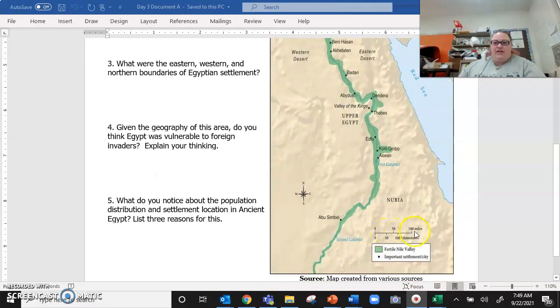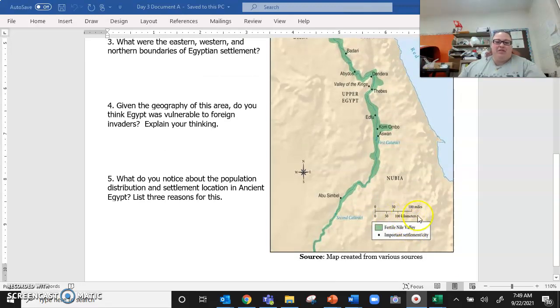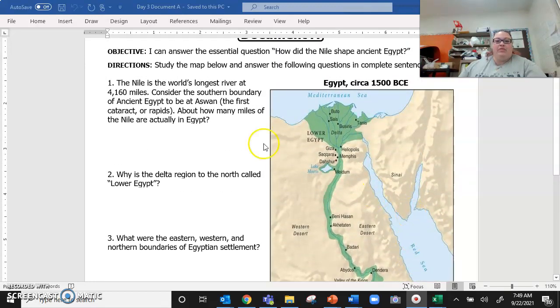We also have the scale. So from here to here is 50 miles, and from here to here is 100 miles. So we see how that scale works, right? We are American, we don't use kilometers, so we're going to keep with the miles. Okay, we're going to read the questions now.